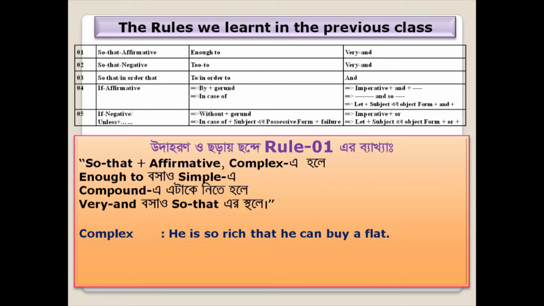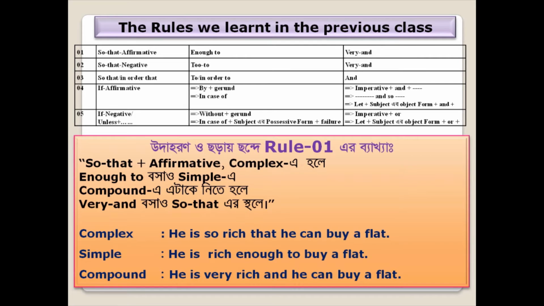For example, complex, his sore is that he can buy a flat. Simple, he is rich enough to buy a flat. Compound, he is very rich and he can buy a flat.